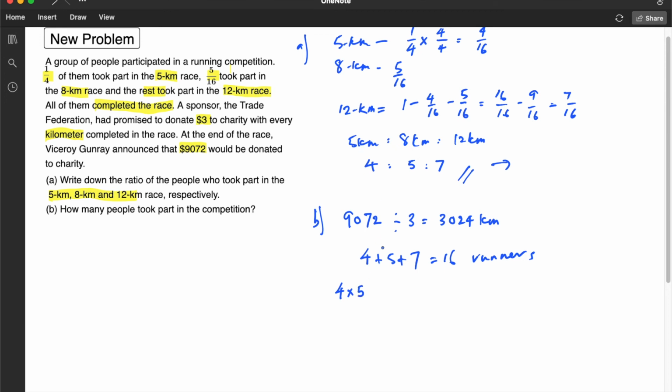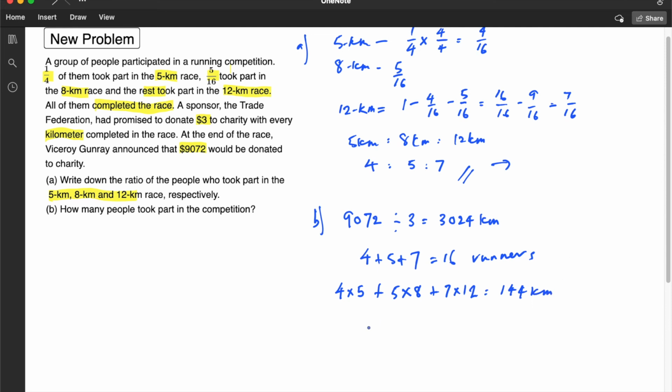because this is for the 5-kilometer ratio, and then plus 5 multiplied by 8, and lastly 7 multiplied by 12. So this is the total distance run by this group of 16 runners. This will give us 144 kilometers.